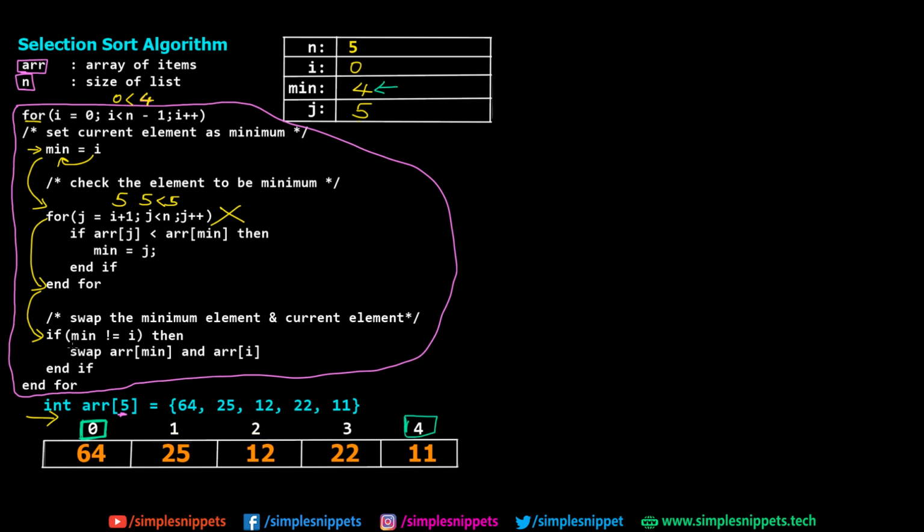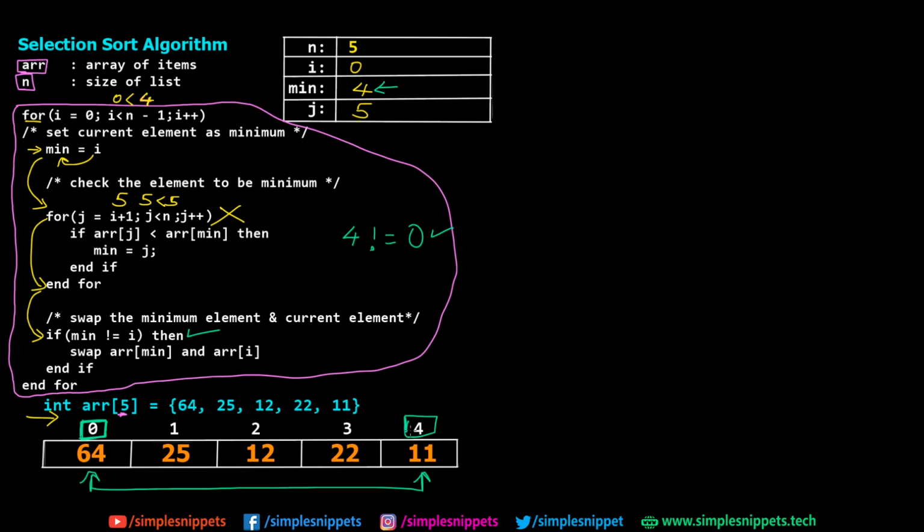This is min. So here what we are doing is, if min not equal to I, what is the value of min? 4. What is the value of I? 0. So is 4 not equal to 0? This is true, right? Which means that this if condition is true. Min is not equal to I. So when it is not equal to I, we have to perform the swapping. And swapping is between ARR of min and ARR of I, which is ARR of min is this and ARR of I is this. So we have to do this swapping. So 11 goes to 64's position and 64 goes to 11's position.